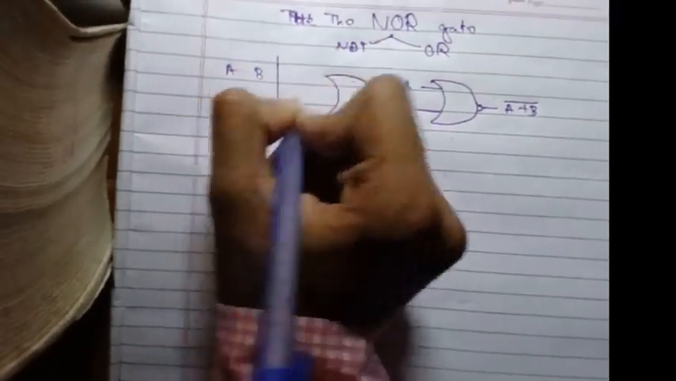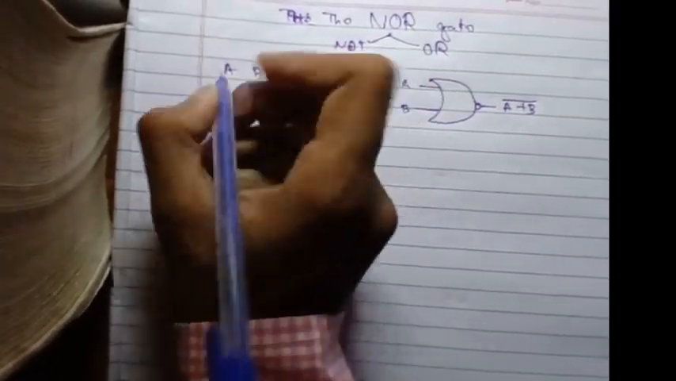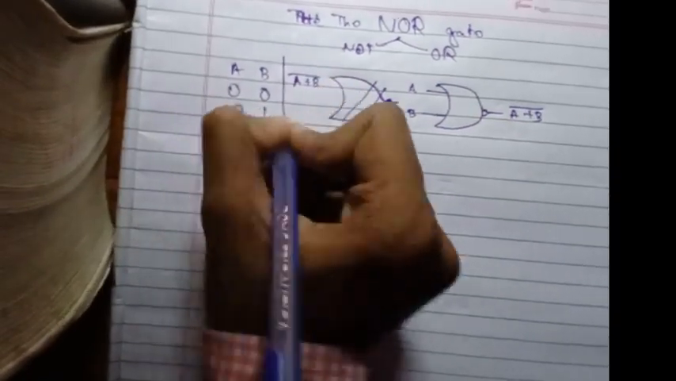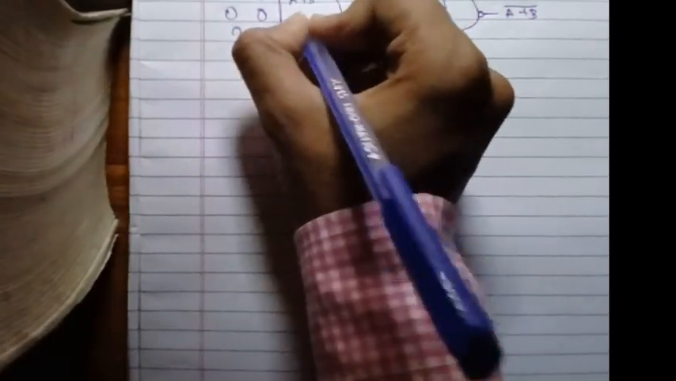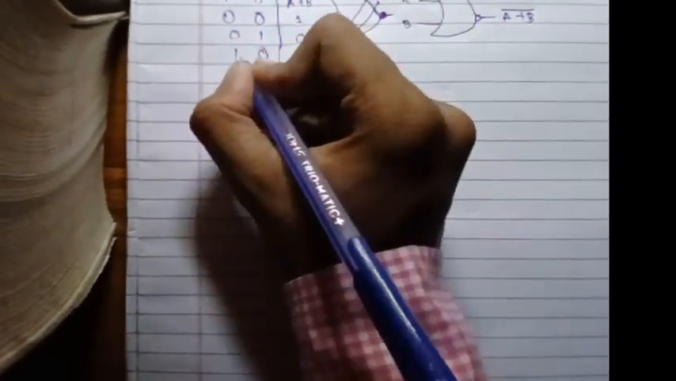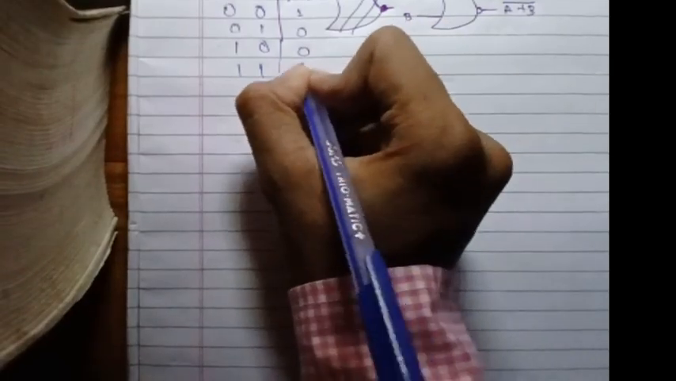A, B. Okay, the inputs are 0 0, 0 1, 1 0, 1 1. So I told you that when either of them in the OR is 1, or both of them are 1, then it will return 1. So it will be just opposite. So when 0 0 is the input, it will return 1. 0 and 1 gives 0, 1 and 0 gives 0, 1 and 1 gives 0. In the OR gate it was all 1 and one 0, and in the NOR gate it is one 1 and all the others are 0.